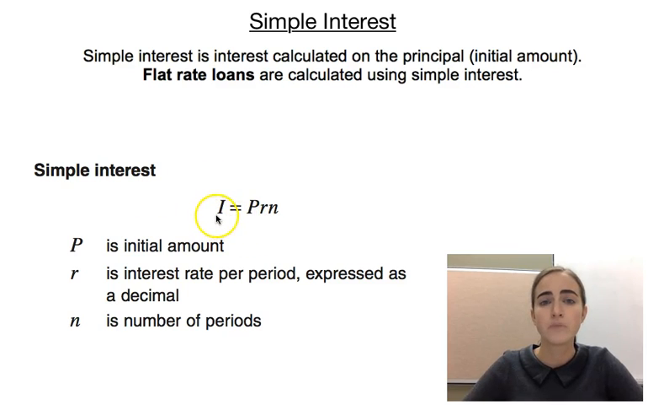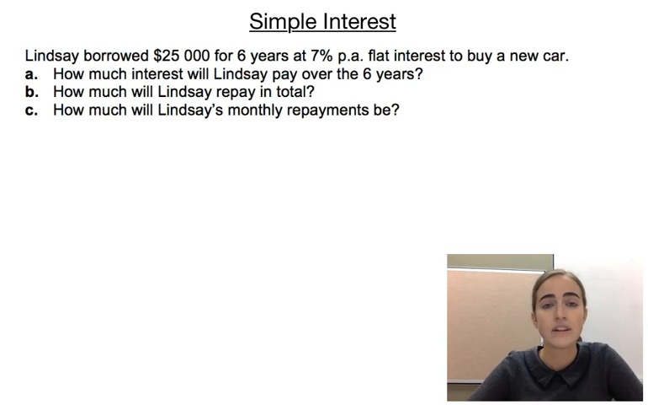So the simple interest formula is I equals PRN, where I is the interest, P is the principal or the initial amount, R is the rate, but it has to be expressed as a decimal, and N is the number of time periods. So let's have a look at an example.